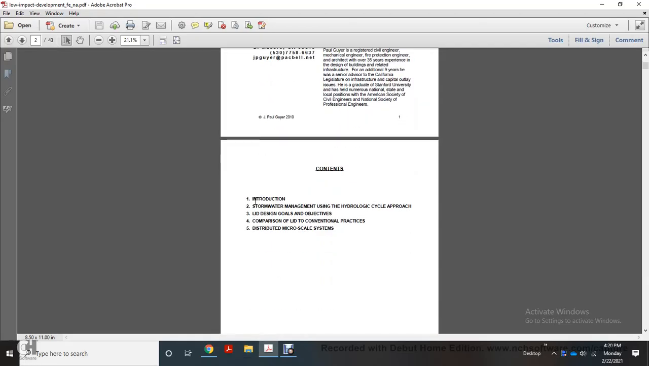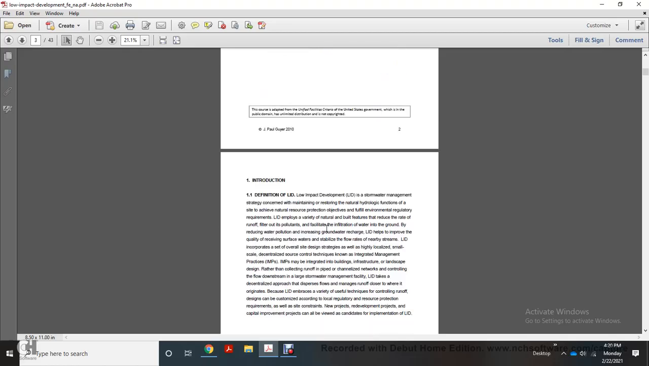Alright, this is the low impact development course. Introduction: Stormwater management using hydrological cycle approach, LID design goals and objectives, comparison of LID to conventional practices, distributed microscale systems.